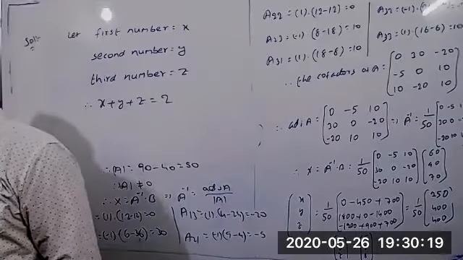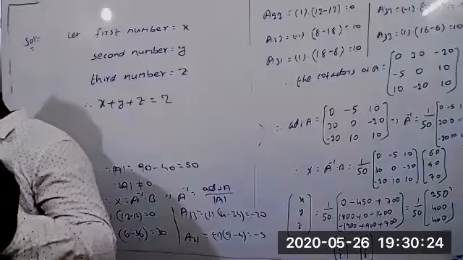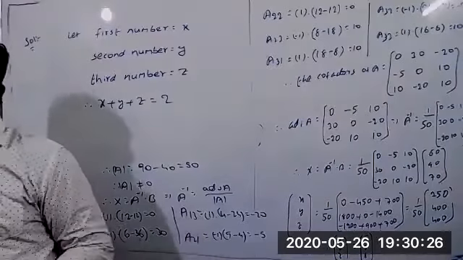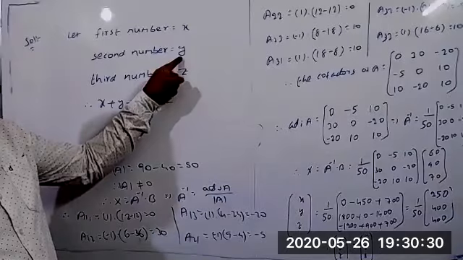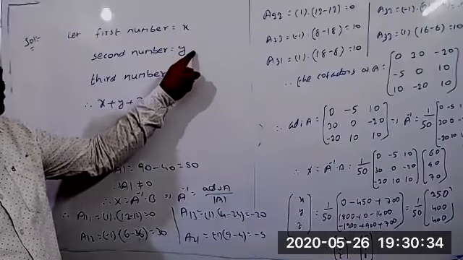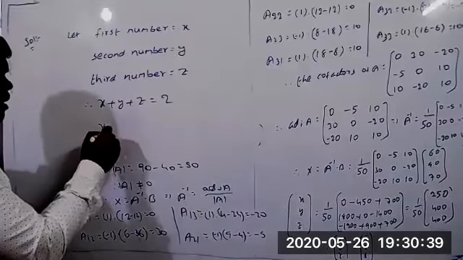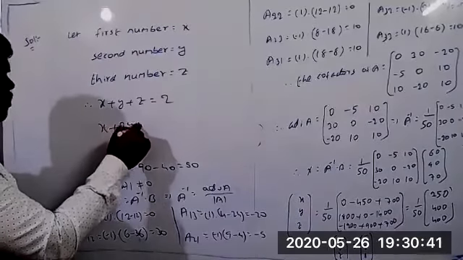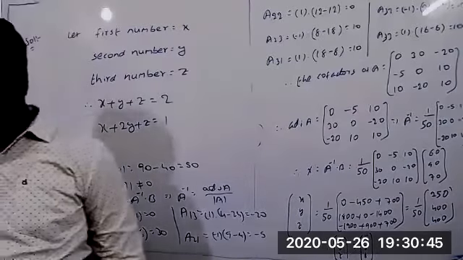Coming to the second condition, what have they given? It will be x plus 2y plus z equal to 1. See, twice the second number, you know the meaning: 2y. So to this number we are adding x plus z, the first and third number. So x plus 2y plus z equal to 1. This is the second equation.